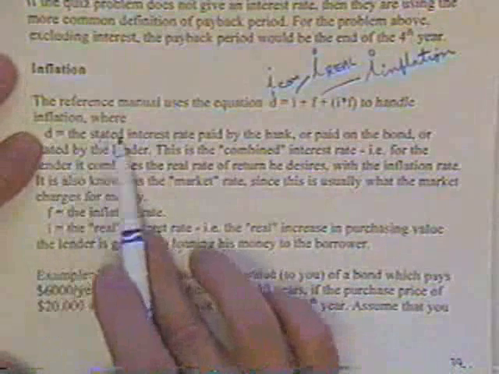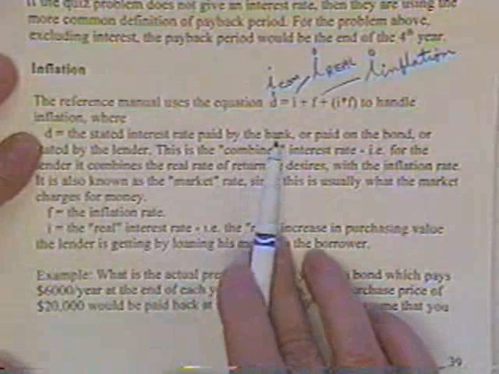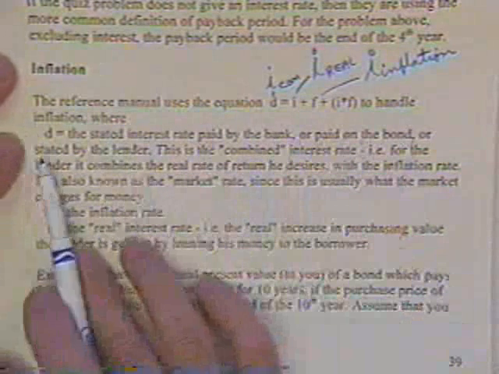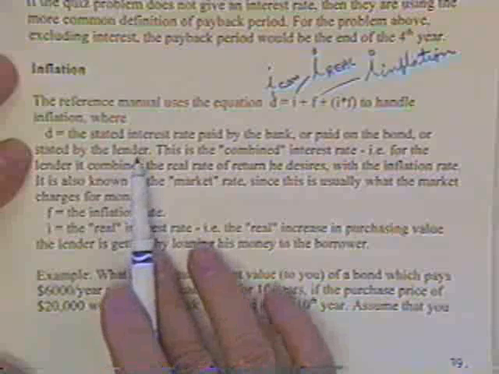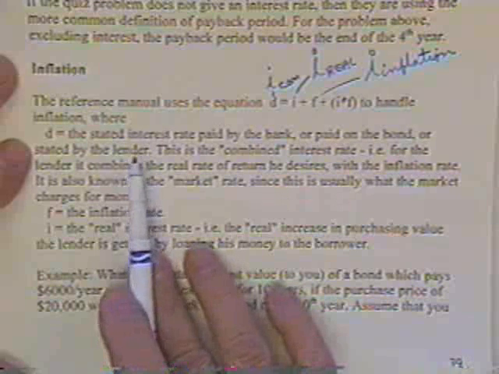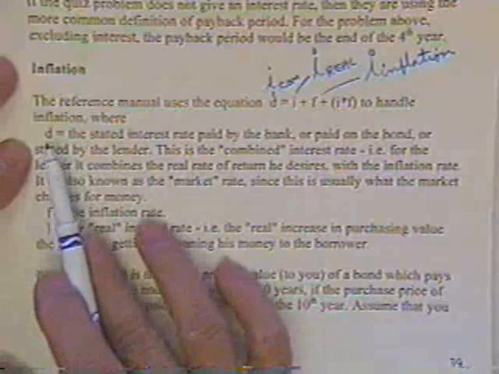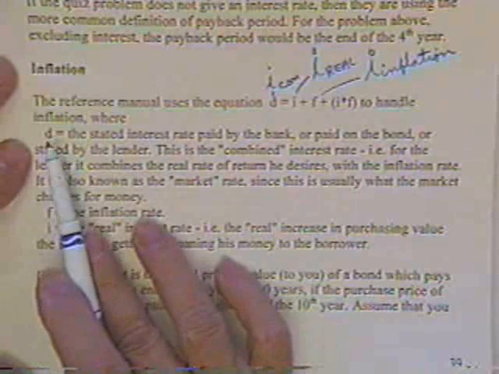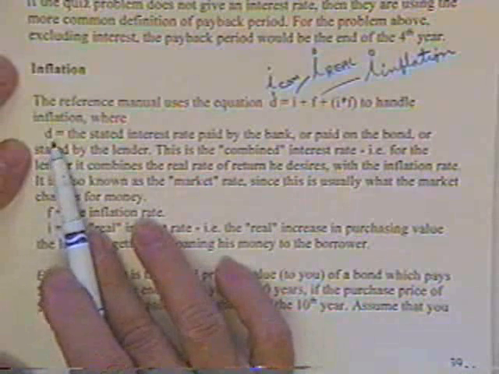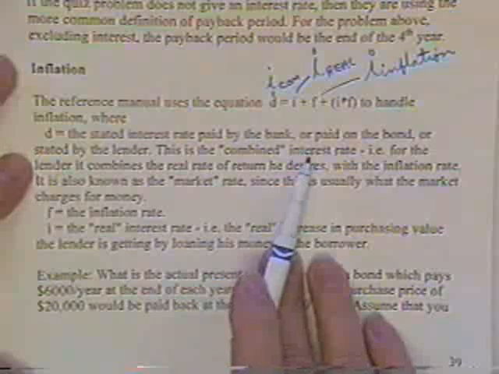Now that D is the stated interest rate paid by the bank, or paid on the bond, or stated by the lender. In other words, that's the rate that I'm willing to give you some money. And I'm no fool. I know that that rate has to be big enough to cover inflation, and it has to be big enough to give me some money, or I'm not loaning you my money. It's the combined interest rate.